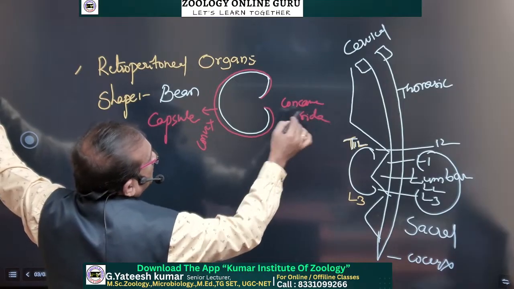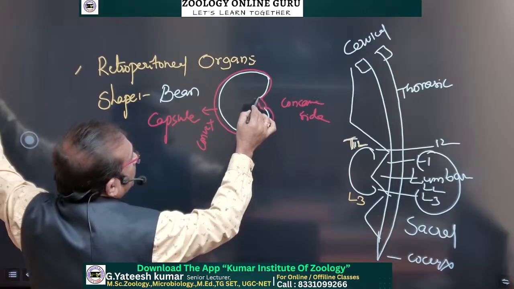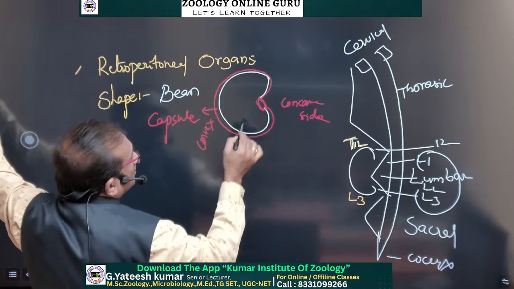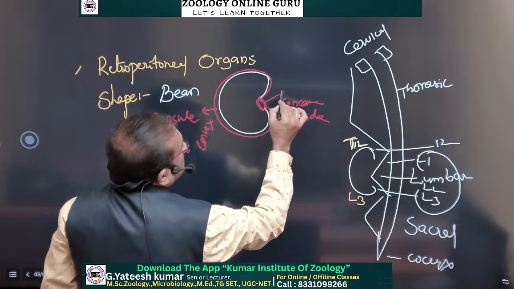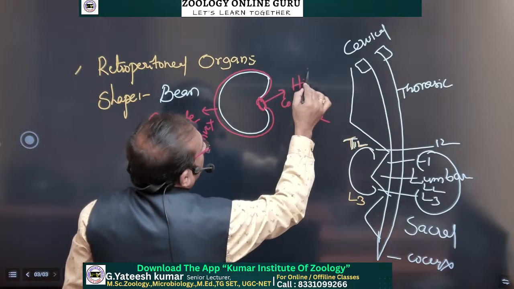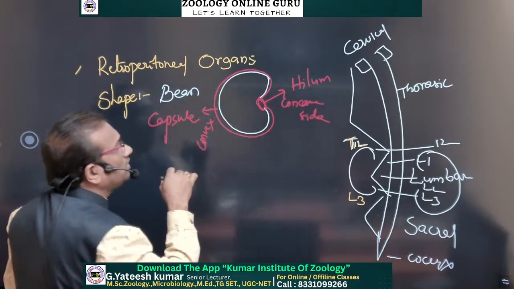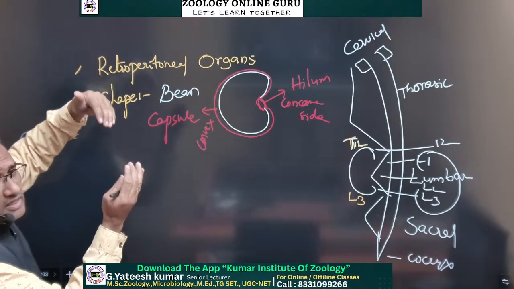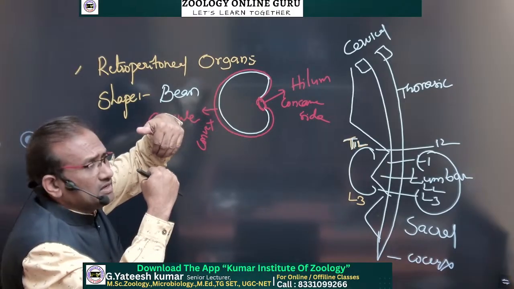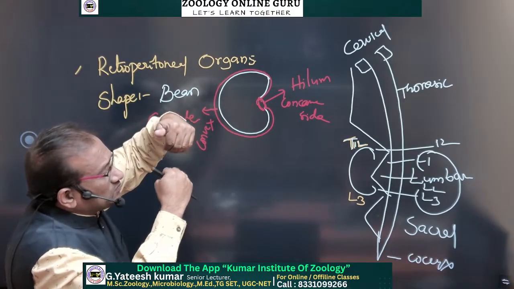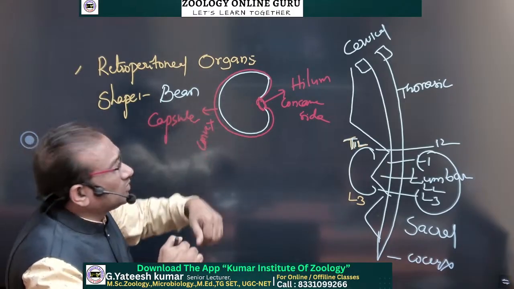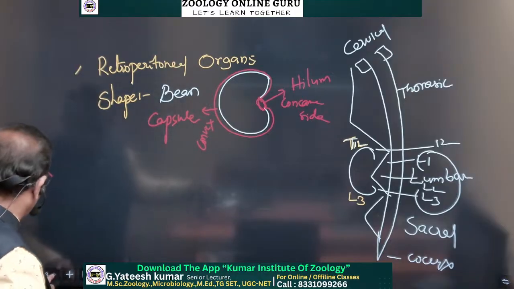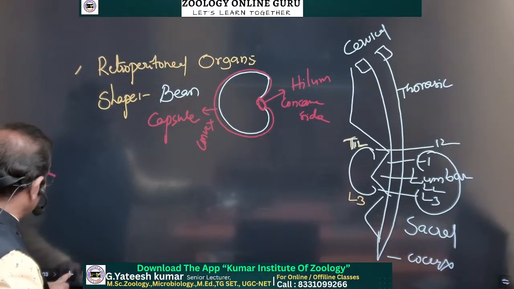On this concave side, there is an opening into the kidney. This opening is known as the hilum. So the opening of the kidney in the concavity, the small opening, is known as the hilum. Okay, we will discuss the next one here.